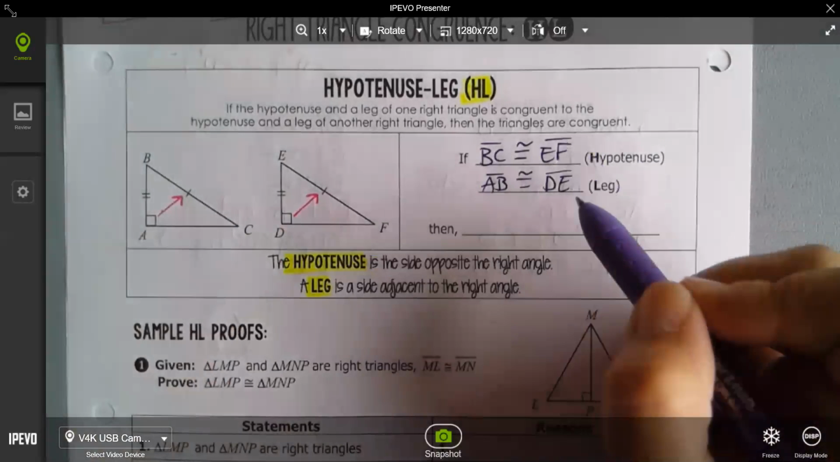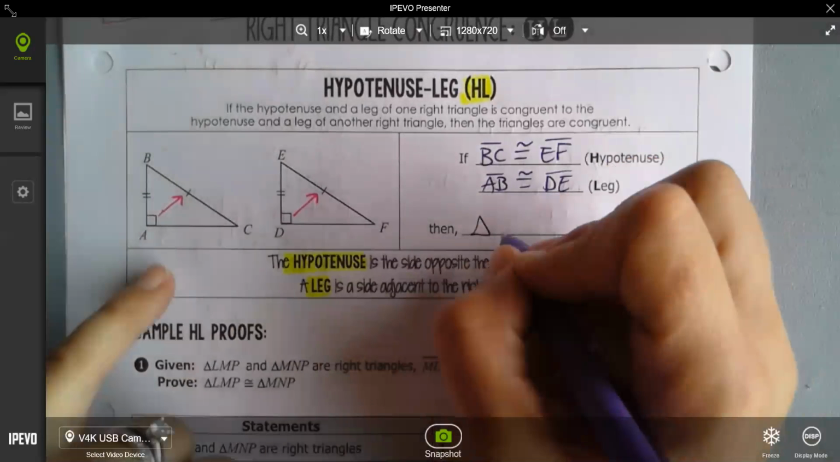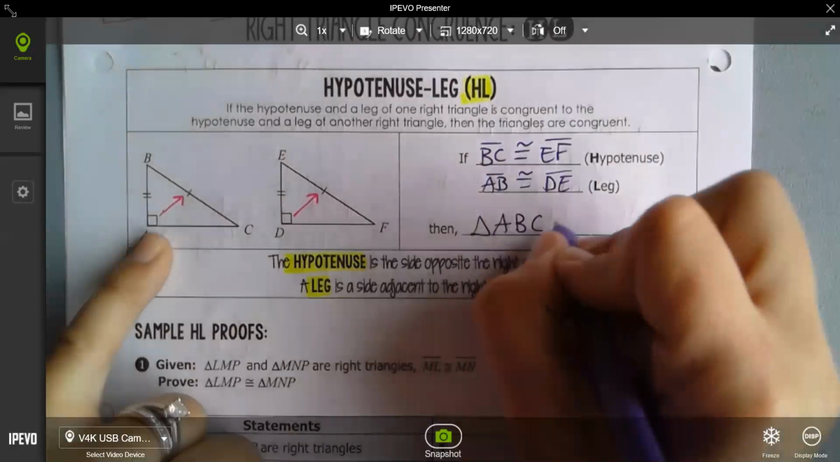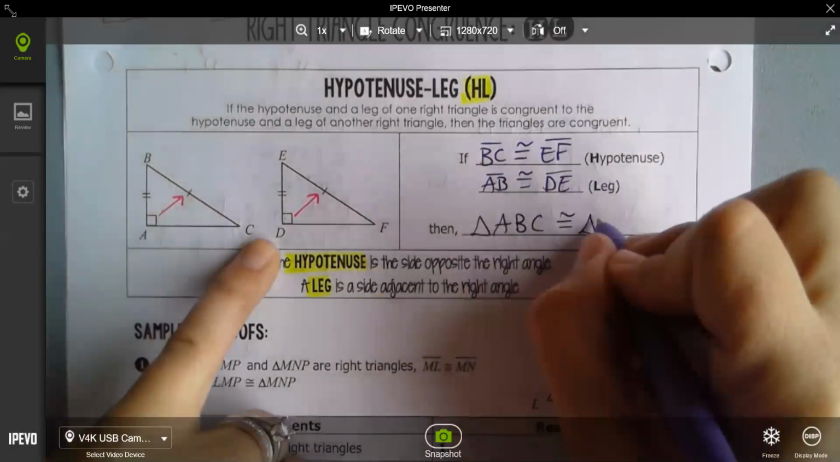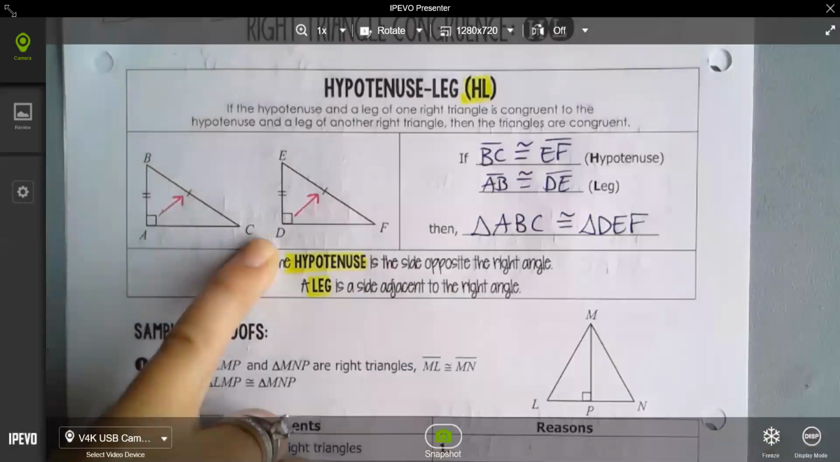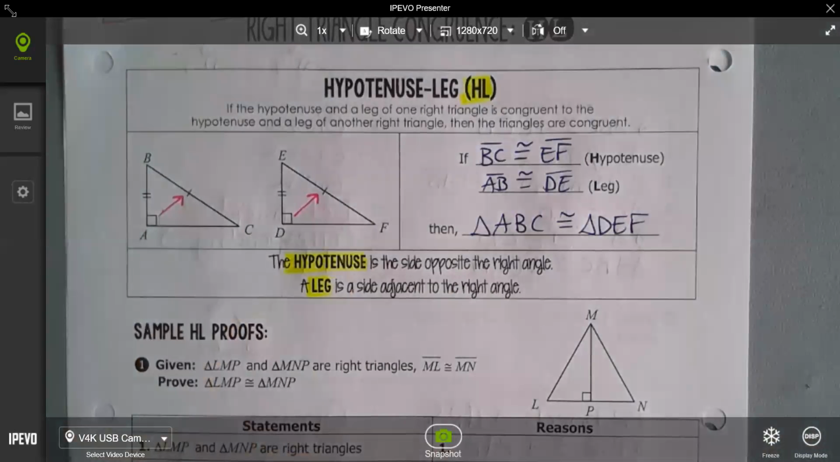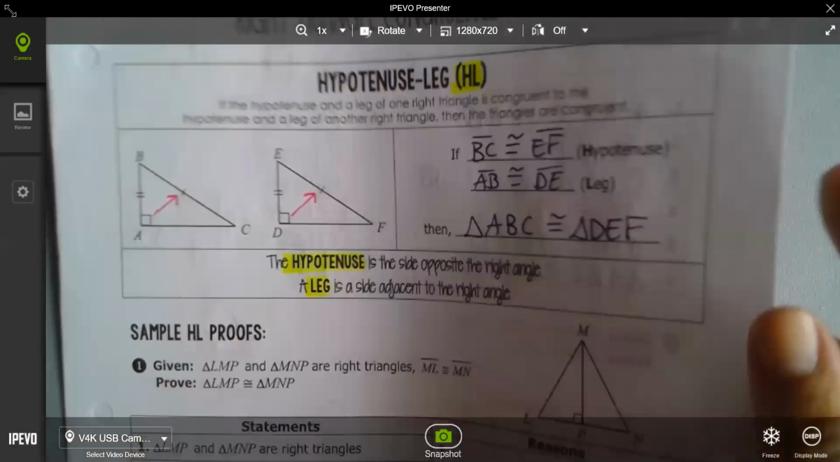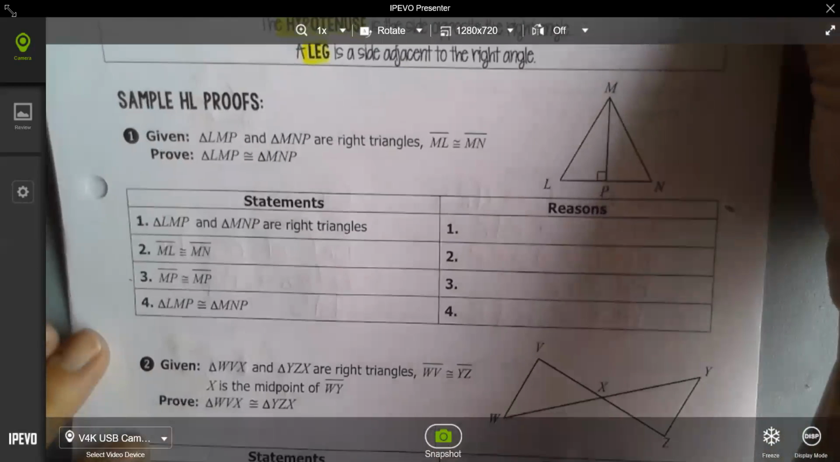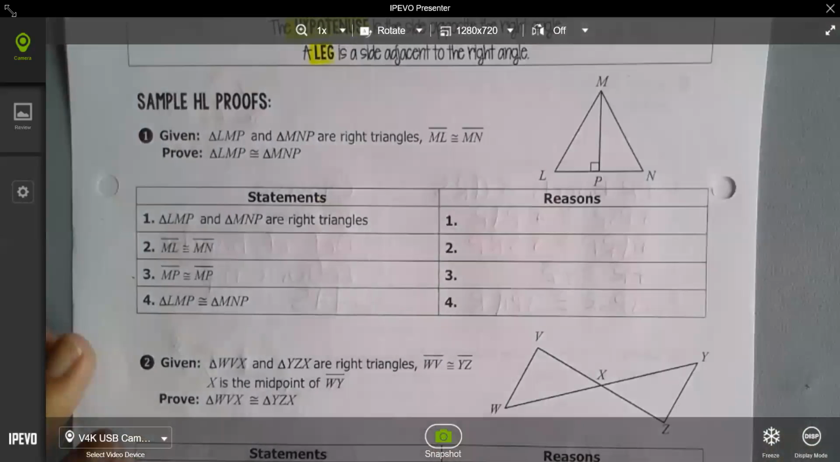So if you have the hypotenuse and you have the leg, then you can say that triangle ABC is congruent to triangle DEF. So if you see triangles and it looks like ASS, check to make sure if it's a right triangle. You can say they're congruent, but you're not calling it ASS, you're calling it hypotenuse leg, because that is specific to a right triangle.